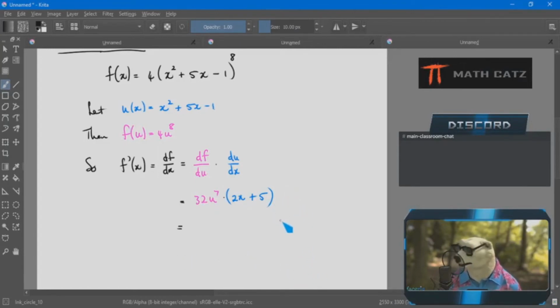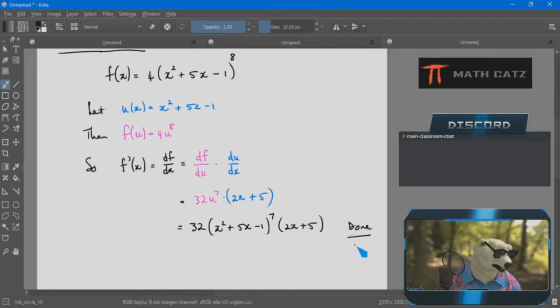What I do need to do, however, is write my answer in the original variable, and I can't have a u left as my final answer. So that's not a big deal. I simply swap back what u is. That's the blue one here. It's x squared plus 5x minus 1 to the 7, and I still have the other bracket, and I'm done. Done. If you feel you need to simplify that, that's on you.